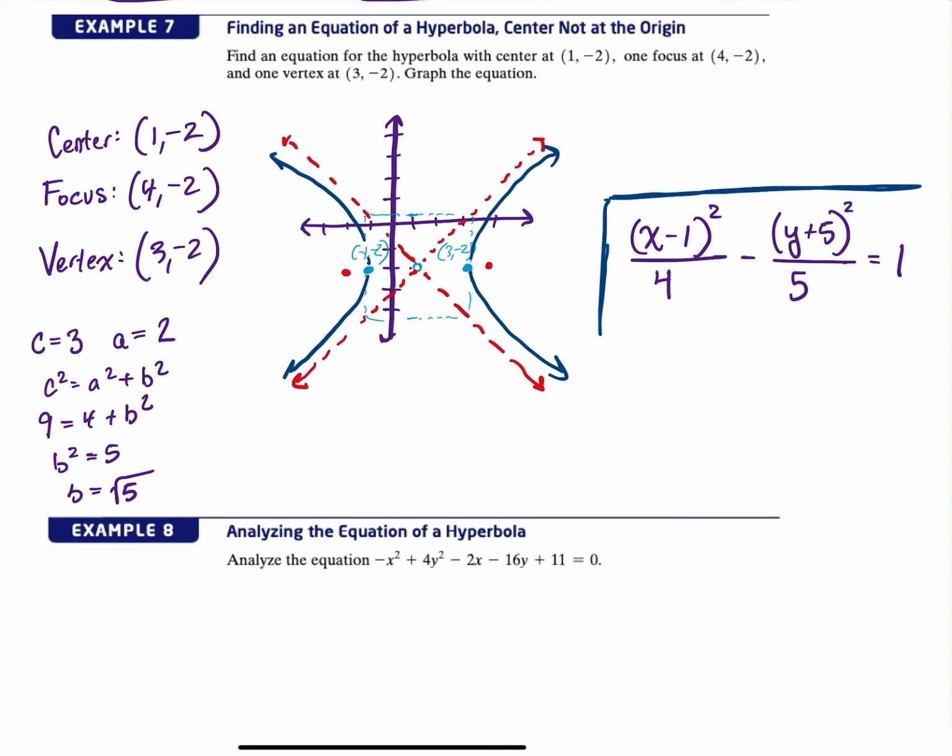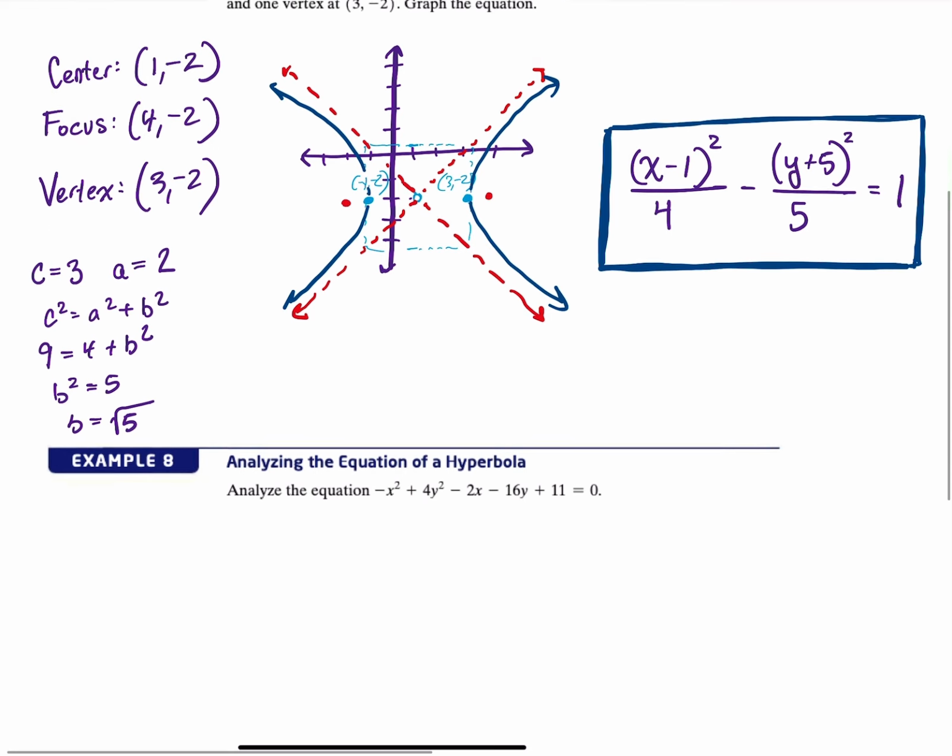So there's our equation and our graph. We just have a shifted center point. Okay, last one asks us to analyze an equation, but it's all been multiplied out. So we'll need to modify it a bit before we're able to see what it will look like. So we're given negative x squared plus 4y squared minus 2x minus 16y plus 11 is equal to 0. So we're going to need to complete the square on both x and y.